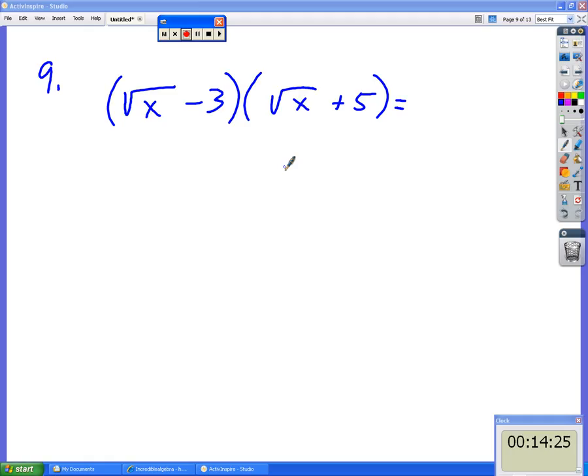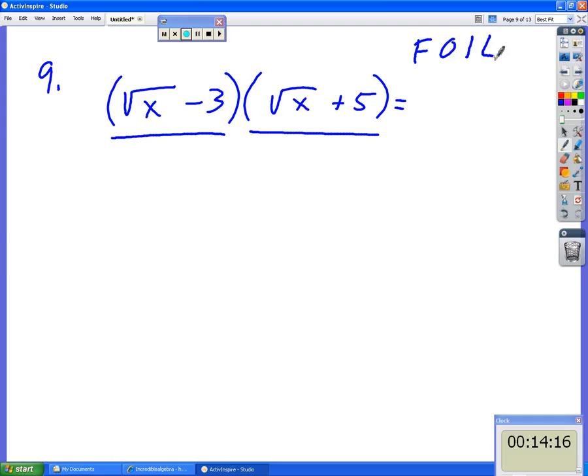This is a binomial times another binomial, so we are going to use FOIL. FOIL says F stands for first. We're going to take the first one here times the first one here. I'm going to write it out long ways. It's the square root of x times the square root of x.